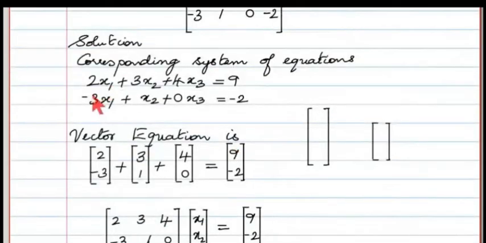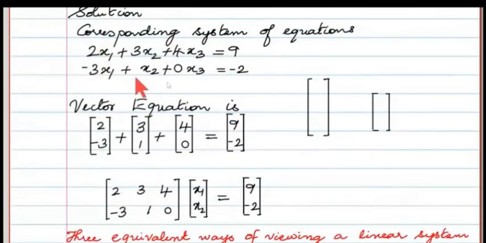The vector equation is: first column plus second column plus third column equal to the last column. And the matrix vector format is like this. First we will write the coefficient matrix, followed by the coefficients x1, x2, x3. Then write the constants, that is 9, minus 2.